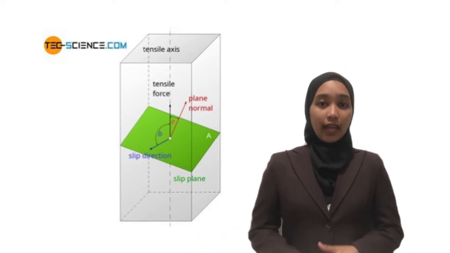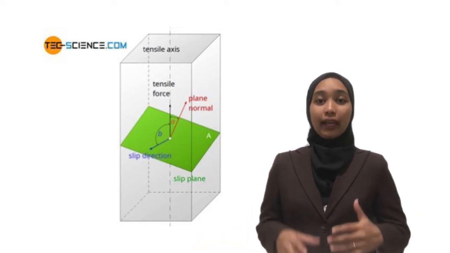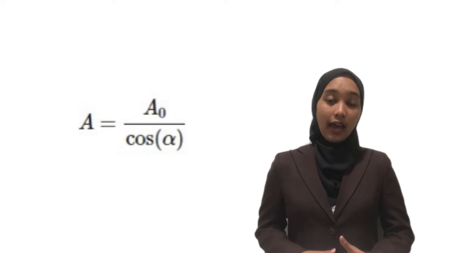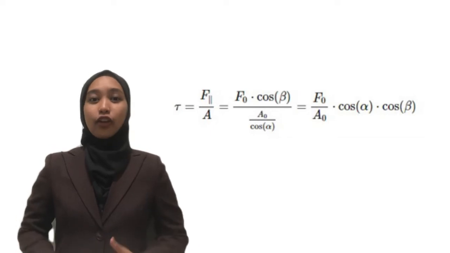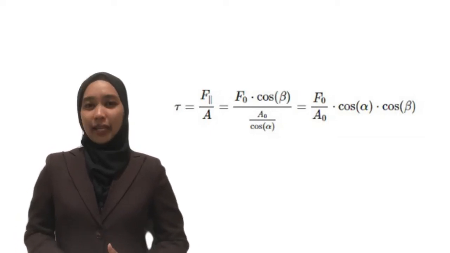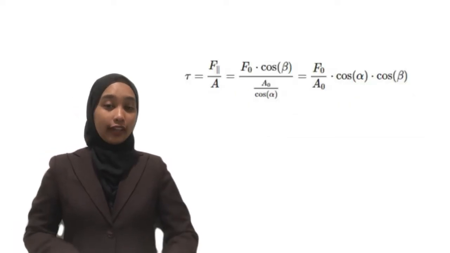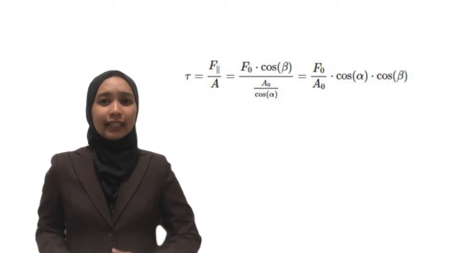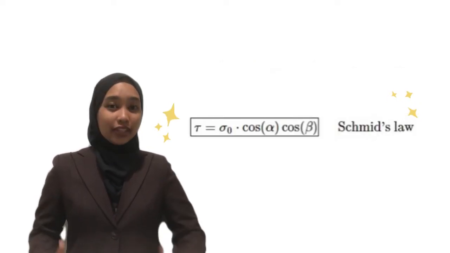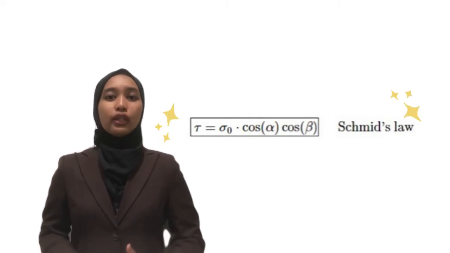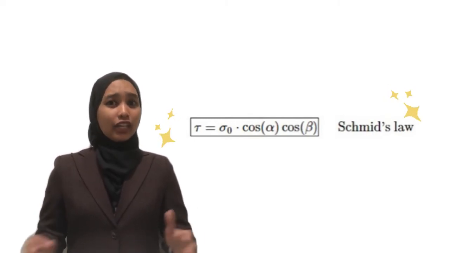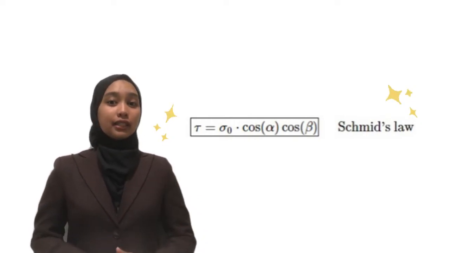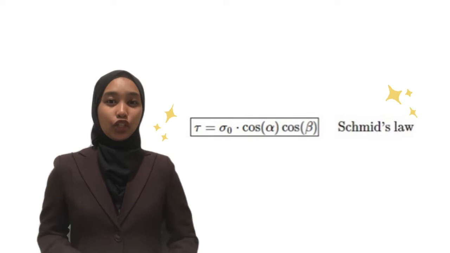If the cross-sectional area of the sample is denoted by A naught, then the slip plane area A is given by the angle alpha as follows. Then, the shear stress in the slip direction of an arbitrarily inclined slip plane is calculated as follows. The expression F naught over A naught corresponds to the externally applied normal stress. In this way, the following relationship between the externally applied normal stress and the shear stress induced in a slip system can finally be established.